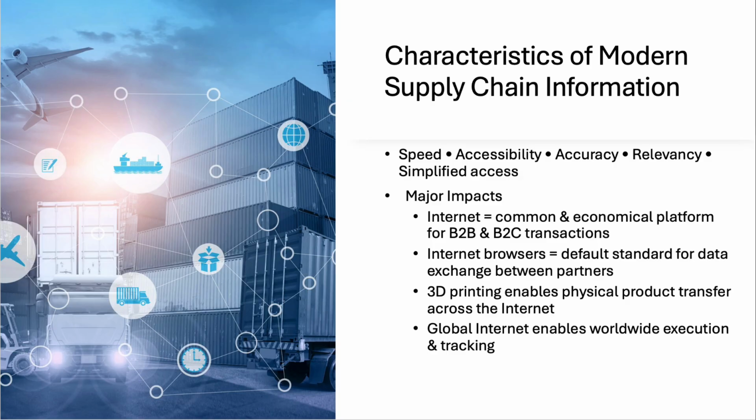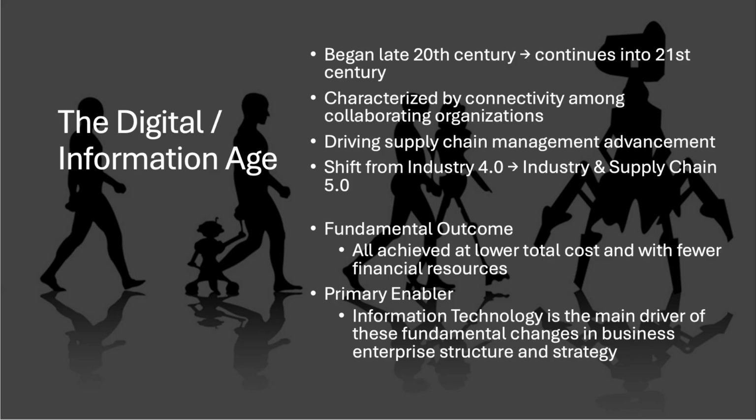The digital or information age began in the late 20th century and continues into the 21st century. This period is characterized by connectivity among collaborating organizations. Companies are no longer limited to internal systems. They can connect with suppliers, logistics providers, customers, financial institutions, and regulatory agencies. This connectivity has been a major driver of supply chain management advancement.